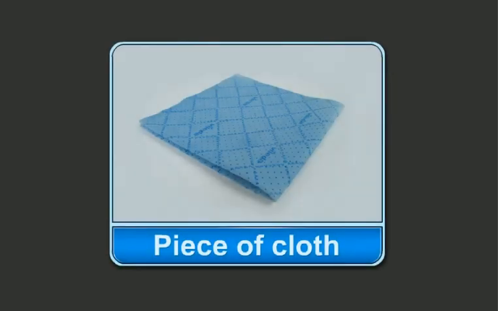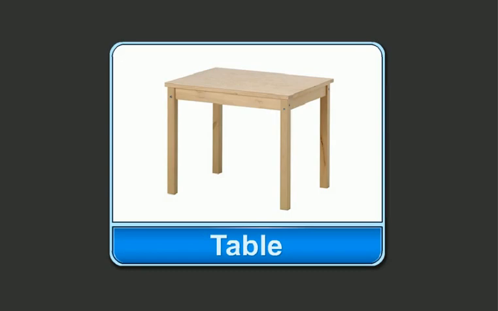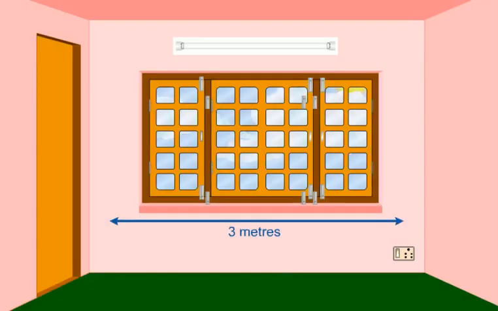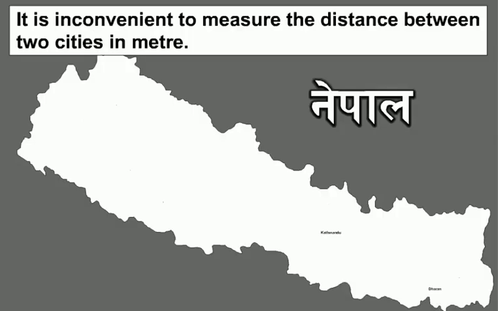The SI unit of length is meter. The length of a piece of cloth, a table, a room, and so on are measured in meter, but it is inconvenient to measure the distance between two cities in meter. Kilometer is the unit to measure such large distances.